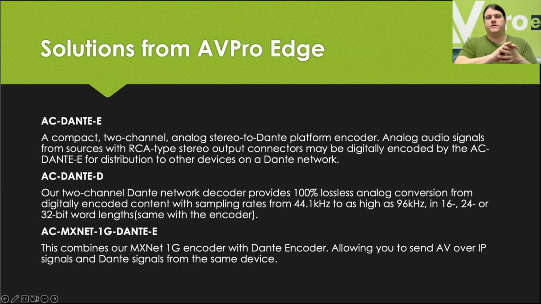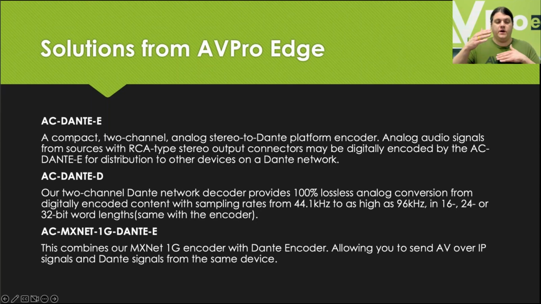After it's on the network, then we can connect it to this next product, which would be the AC Dante D, which is the decoder. This connects to the network and takes in any Dante signal, and then you're able to decode it. As you can see under the Dante D, it is a 100% lossless analog conversion. You have sampling rates from 44.1 kilohertz to as high as 96 kilohertz, and 16, 24, and 32-bit word lengths.